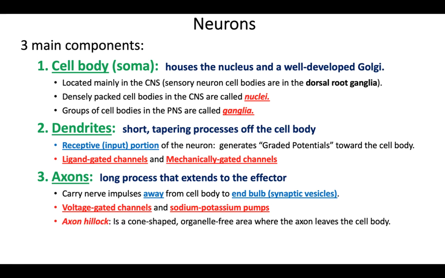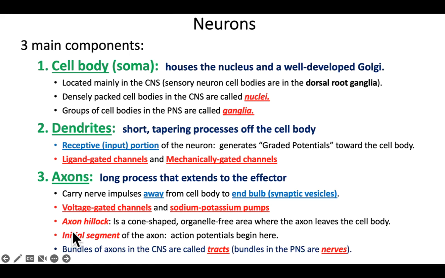The axon hillock is the cone-shaped area that kind of extends off the cell body and then forms the axon. And within that axon hillock, wherever the action potential begins or starts, that's called the initial segment. And you can refer back to the previous picture to see where those are found on that drawing.